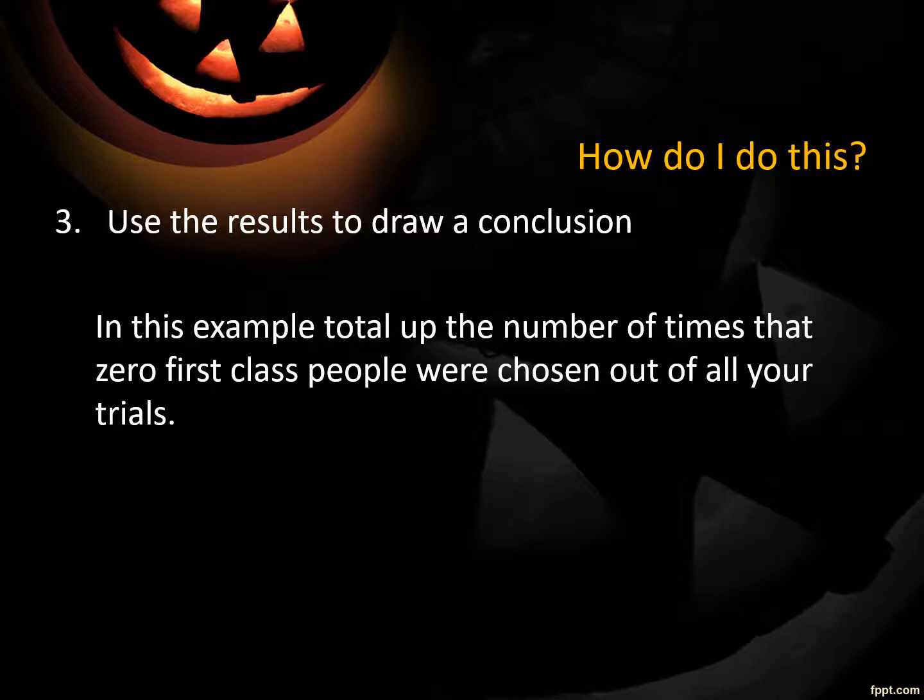So total up the number of times that 0 first-class people were chosen, and then I would count that out of the number of trials that I did. So let's say in trial number 1, I picked 10 numbers. One of them was a first-class passenger. Then I do another trial. 2 of them were first-class passengers. Then I do a third. 0 were first-class passengers. Then I would say, well, 1 out of 3 of my trials had 0 first-class passengers. So then I could use those results to draw a conclusion.